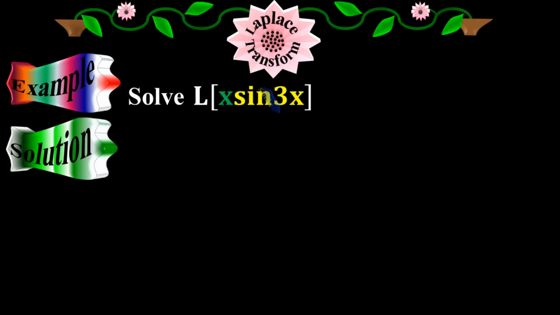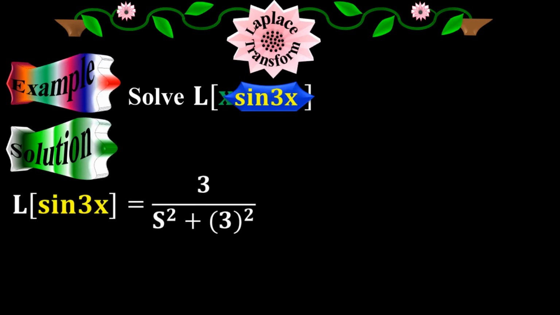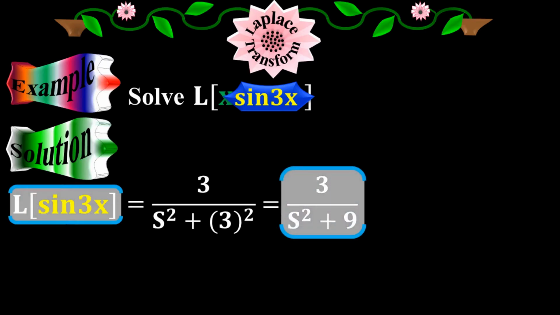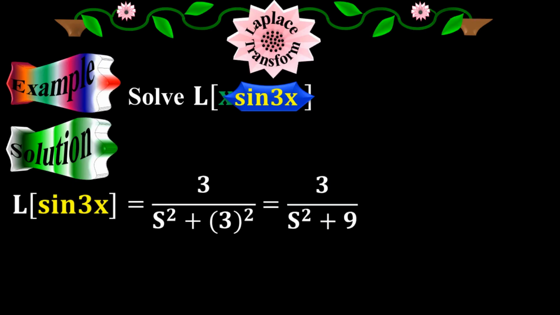Solution. I'm going to take sine 3x first, which is the third elementary function. Laplace of sine 3x equals 3 over s squared plus 3 squared, which equals 3 over s squared plus 9. So Laplace of sine 3x equals 3 over s squared plus 9, which is my third elementary condition. Now I'm going to find the Laplace of x times sine 3x.